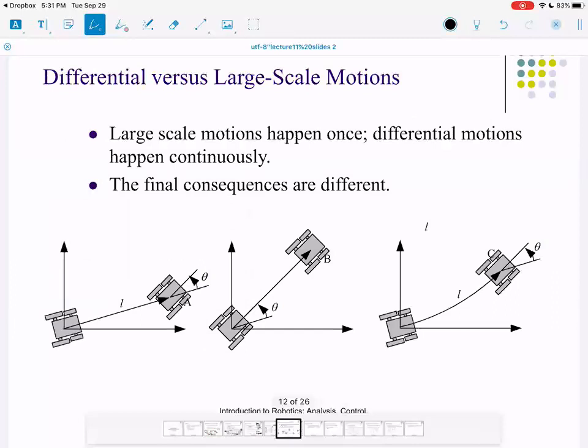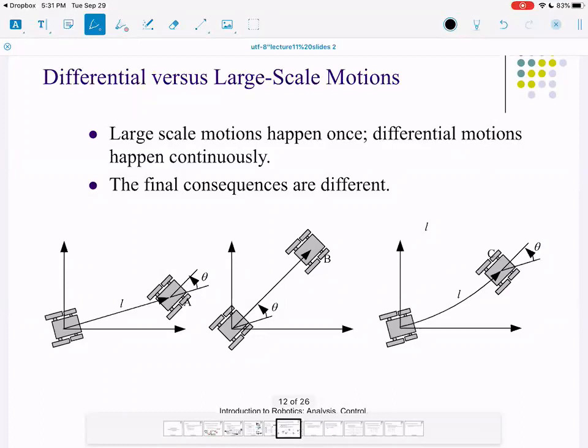Now, here is a very simple example of the differential versus large scale motions. Think about it like you have a robot car, and you want to travel by distance L and you want to rotate by angle theta. So here are two things: we want to travel by distance L and we want to rotate by angle theta.